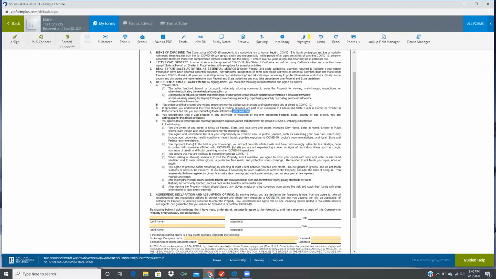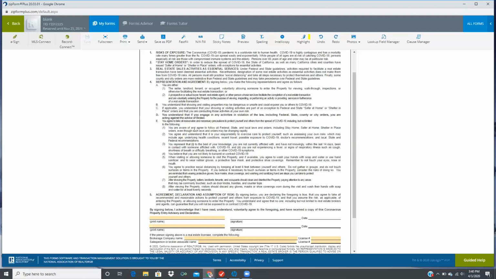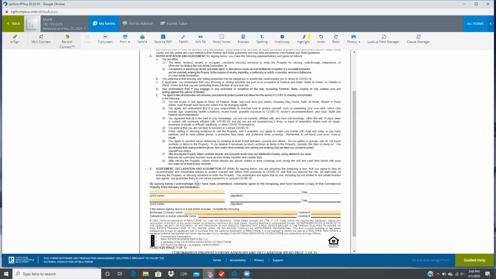You agree to take reasonable and necessary precautions to protect yourself and others from the spread of COVID, including but not limited to, and then it lists these items here. You can read through those on your own. I'm not going to go through each one of them. Agreement, declaration, and assumption of risk. By signing below, you are declaring the foregoing is true, that you agree to take all recommended and reasonable actions to protect yourself and others from exposure, so on and so forth. You sign it, and that's that.